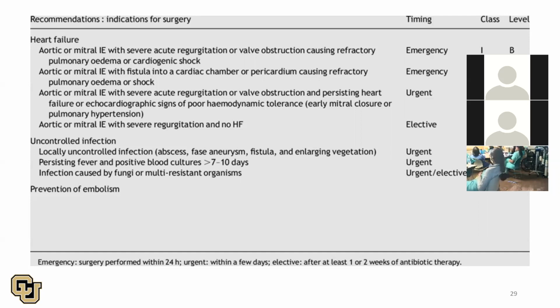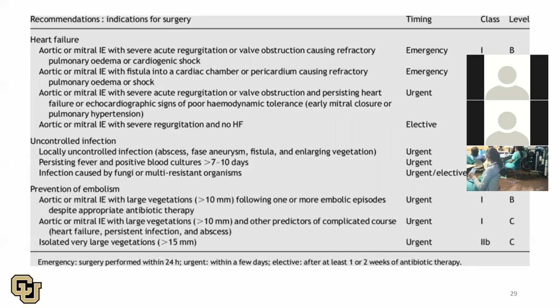And then I mentioned that if their blood cultures are persistently positive for more than 7 to 10 days, I've also seen 5 to 7. It sort of depends, discuss with your ID colleagues. But at some point, you can't just keep going with the same antibiotic regimen that you have. You have to start thinking about source control, which is really this big vegetation that they have, or small vegetation if it's poorly penetrated. And then finally, the prevention of embolism.